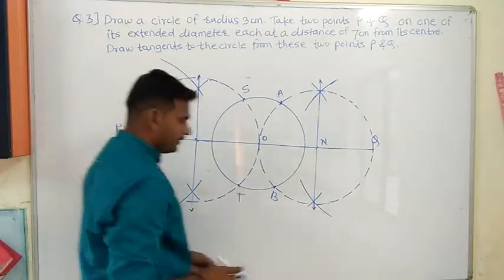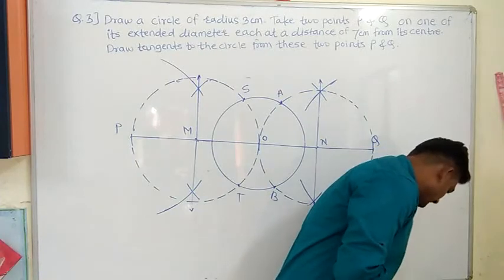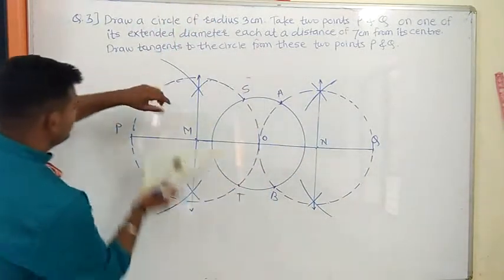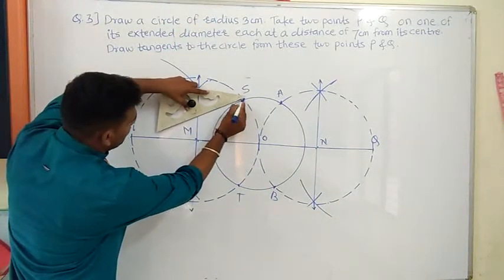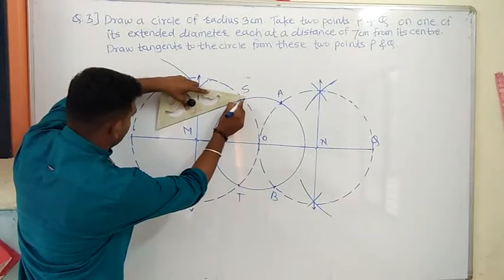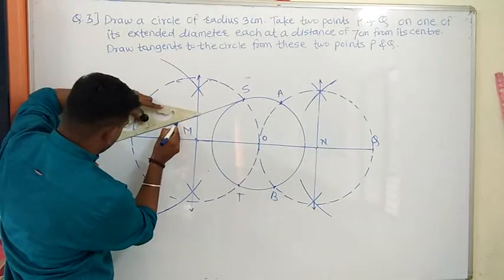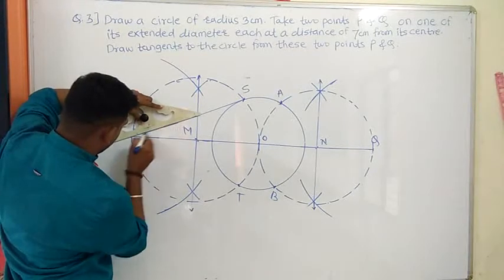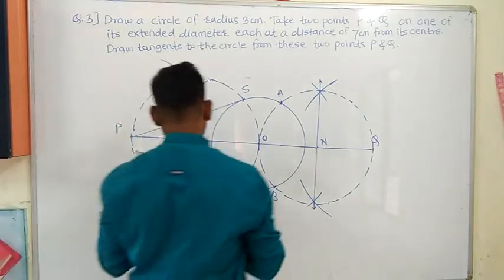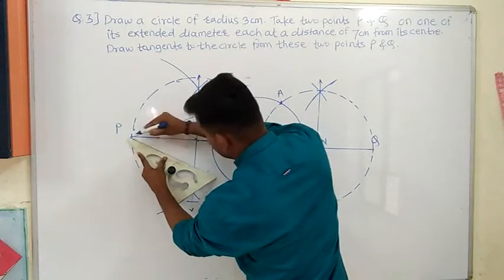Now we have to do the next procedure. In the next step, we have to join these 2 points, that is, point P to S. I have to join point P to S. And again, I have to join T to P also.